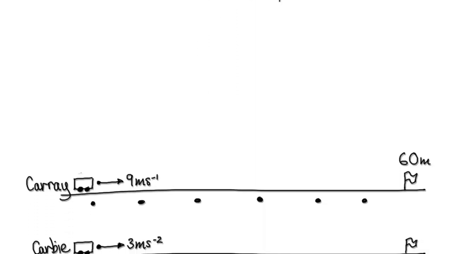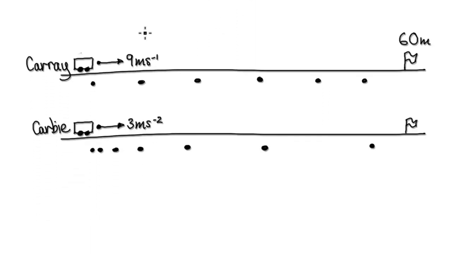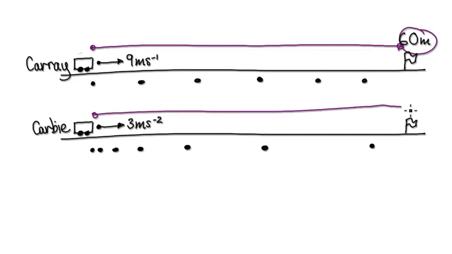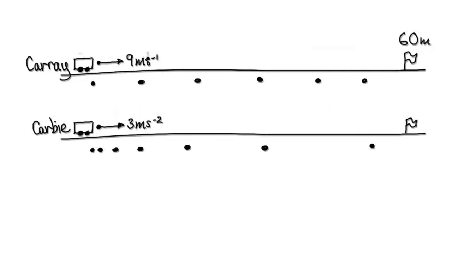Okay, let's give you guys some practice. So you've got two cars, car A and car B. They're in a race. From here to here, it's 60 meters. From here to here is also 60 meters. So this one, car A, is traveling at a constant speed.